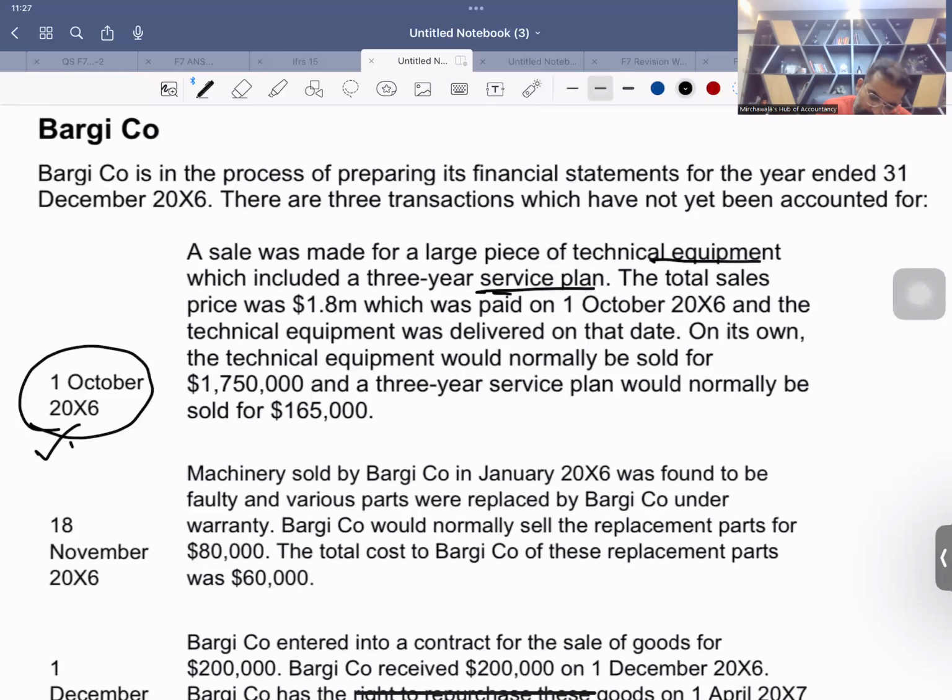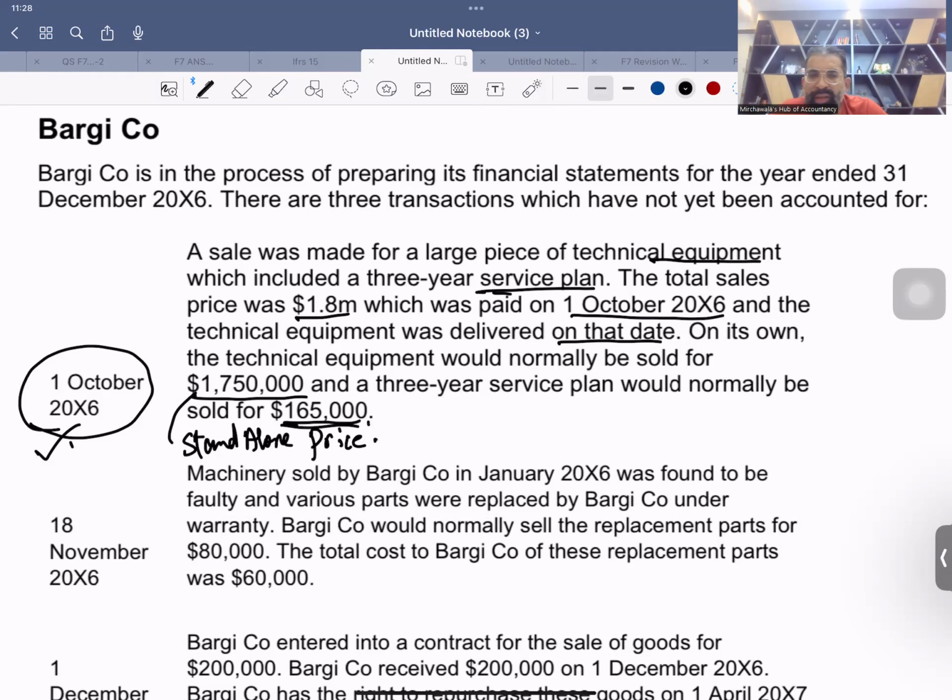Total sale price was 1.8 million, which was paid on 1st October X6, and the technical equipment was delivered on that date. On its own, the technical equipment would normally be sold for 1750. These are standalone prices. Hope you remember standalone prices. There is a case of discount. And a 3-year service plan would normally cost 165.